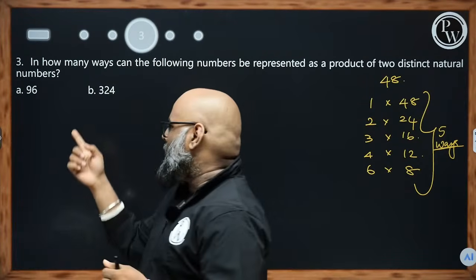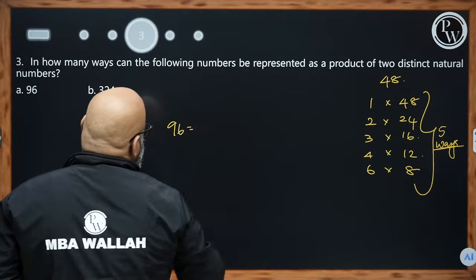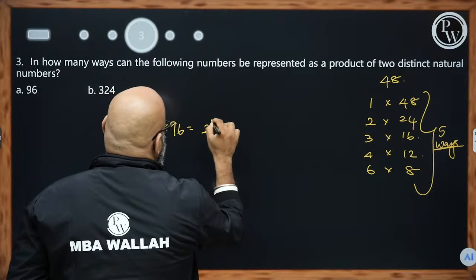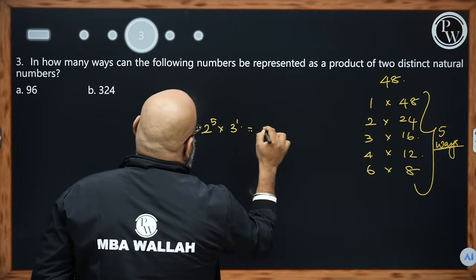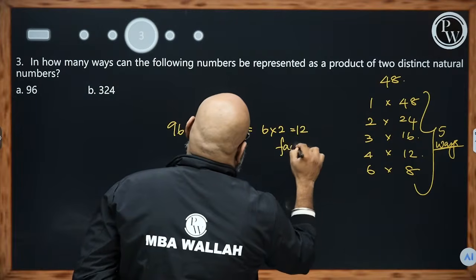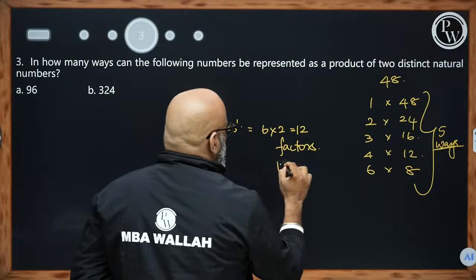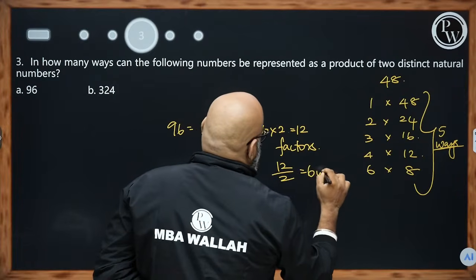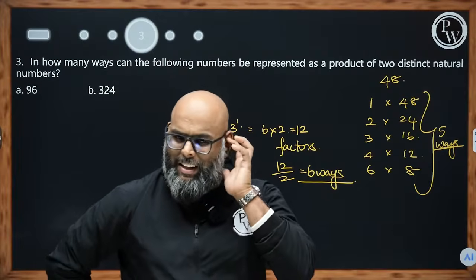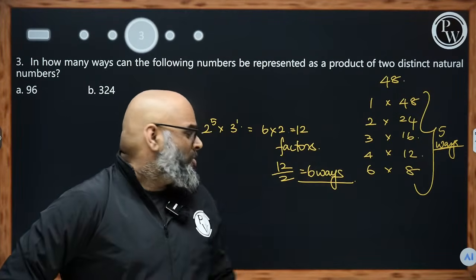So can I use the same logic over here? 96 can be written as 3 times 32. That is 2 to the power 5 into 3 to the power 1. 6 into 2, that is 12 factors. All I'm going to simply do now is 12 divided by 2, 6 ways. Right? Isn't that easy? We are through. 6 ways.